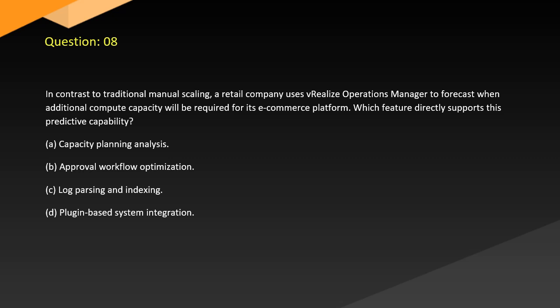Question 8. In contrast to traditional manual scaling, a retail company uses Realize Operations Manager to forecast when additional compute capacity will be required for its e-commerce platform. Which feature directly supports this predictive capability? A. Capacity planning analysis. B. Approval workflow optimization. C. Log parsing and indexing. D. Plugin-based system integration.